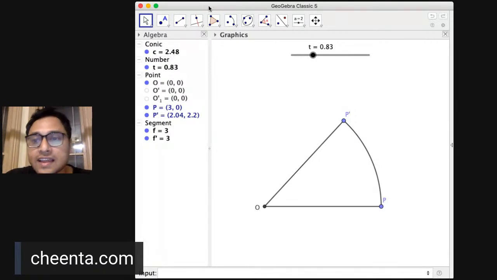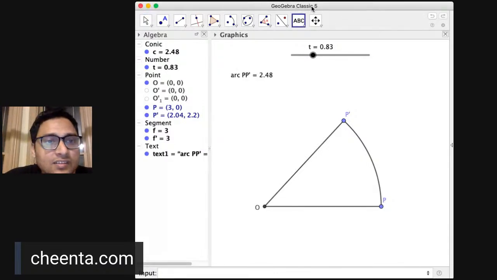Can all of you see the length of the arc? It's just right here. If I put my cursor on the arc, it shows that it's the arc C, and the length of the arc C is 2.48. So let me put this text here: arc is 2.48. This is arc PP prime.